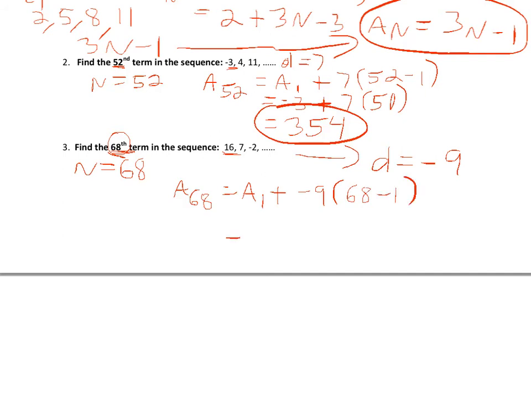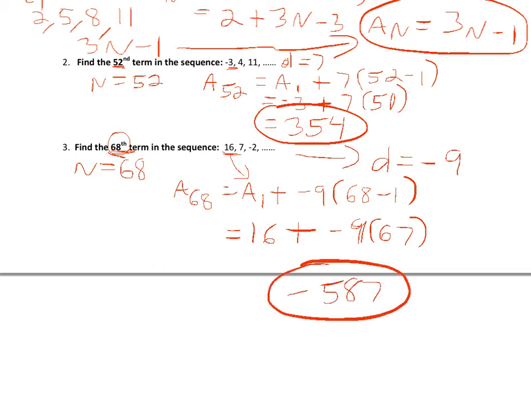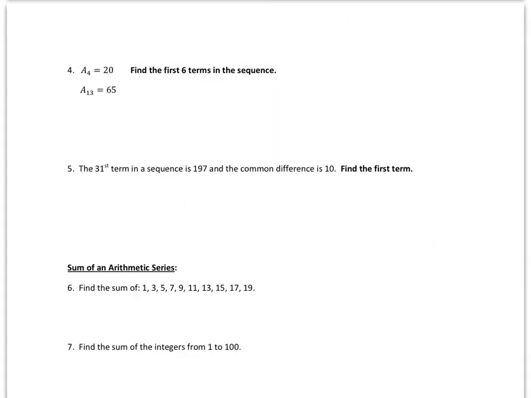Okay, then I just substitute the 16 right in there for the a sub 1. So it's 16 plus negative 9 times 67. Real simple. Put it right into your calculator. When you put it into your calculator, you're going to get negative 587. That is the 68th term in the sequence. All right, let's go to the next page.